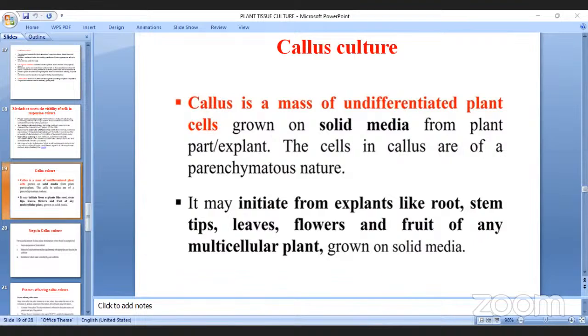And the methods of protoplast culture are liquid culture, agar culture, droplet culture, co-culture, and root culture. Right, first, liquid culture.